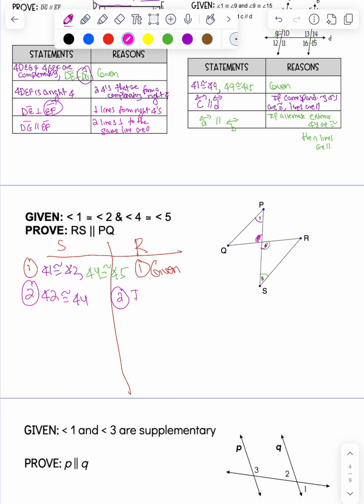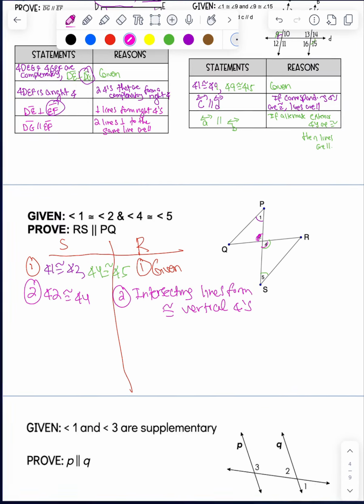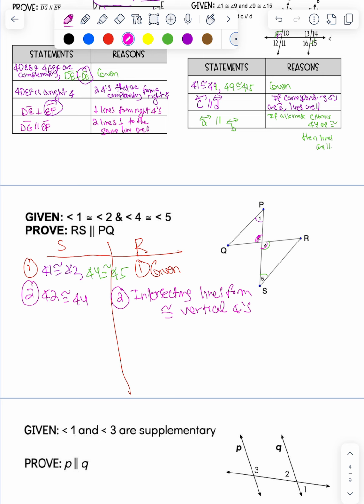So they're congruent. Our reason for that is intersecting lines form congruent vertical angles. So now, since angle 1 is congruent to angle 2, and angle 4 is also congruent to angle 2, angle 1 and angle 4 are both congruent to angle 2, that means angle 1 and angle 4 have to be congruent to each other by the transitive property. If two things are congruent to the same third thing, then they have to be congruent to each other.